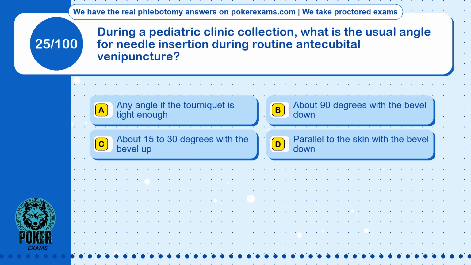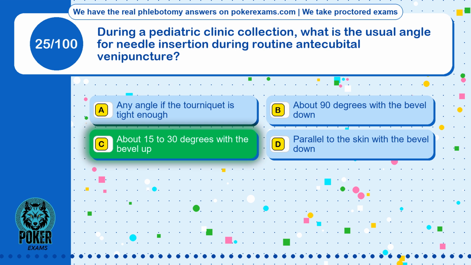Question 25. During a pediatric clinic collection, what is the usual angle for needle insertion during routine antecubital venipuncture? Option A. Any angle if the tourniquet is tight enough. Option B. About 90 degrees with the bevel down. Option C. About 15 to 30 degrees with the bevel up. Option D, parallel to the skin with the bevel down.